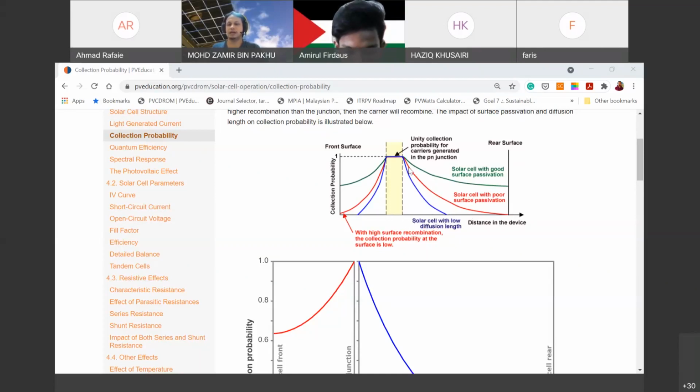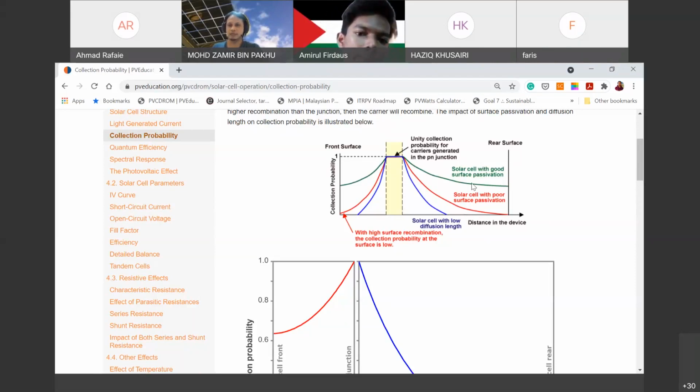So what it means here is that the collection probability is already 0 halfway through the thickness between the depletion region and your rear surface. So for sure, if you look at this blue curve, if you generate your carriers here, I'm pointing here on the axis, it will not be collected for sure, because the collection probability at this particular point, where the cursor is now, is 0. So no way it's going to be collected at all by the junction.